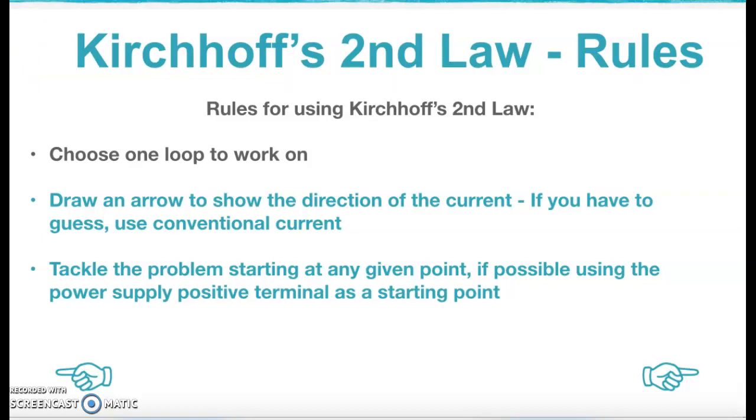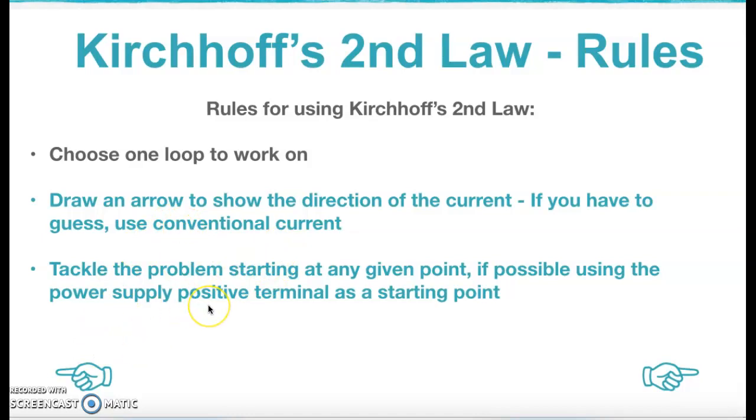When you're applying Kirchhoff's second law, you must choose one loop only and disregard everything else that's going on in the circuit. I'll show you what I mean in a minute. Secondly, you must have current directions labelled. Which way is the current flowing? Now, if you don't have those arrows drawn, then you have to guess. And the best thing to do is to take a sensible guess using the conventional current. I'll show you what I mean in a minute.